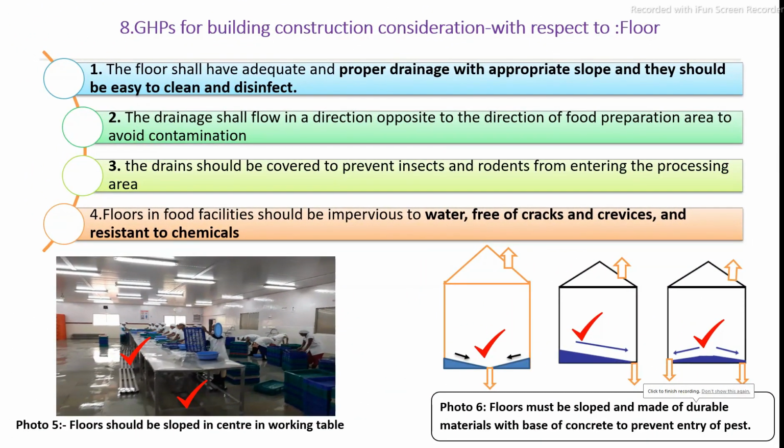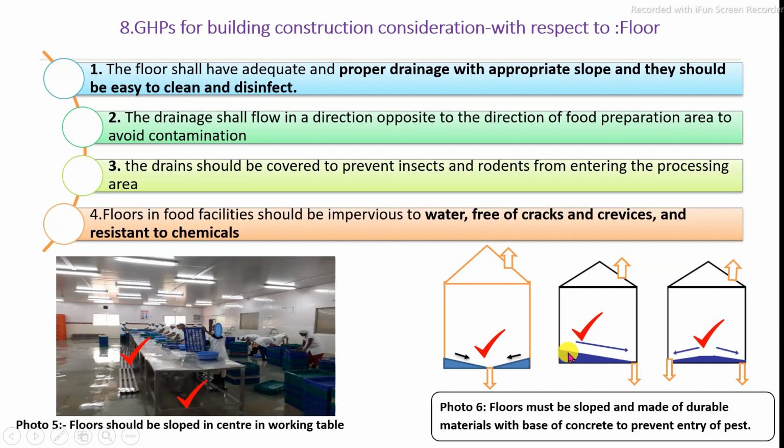GHP with respect to the internal flooring system in the food processing premises. The floor, you can see in this photo, the internal flooring system. This floor should be properly concreted, and after concreting, a proper layer of natural stone is provided. The slope in the internal flooring system is very important. You can see these are examples of floors in which a proper drainage system is provided, and also a proper slope to the internal flooring system.